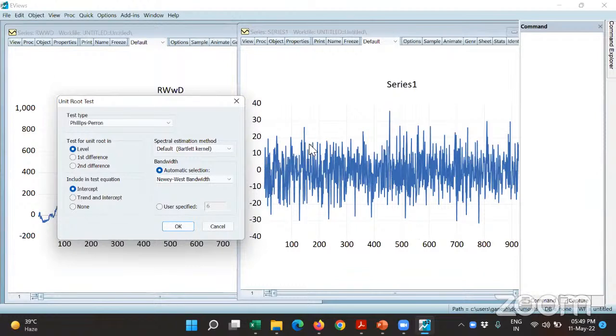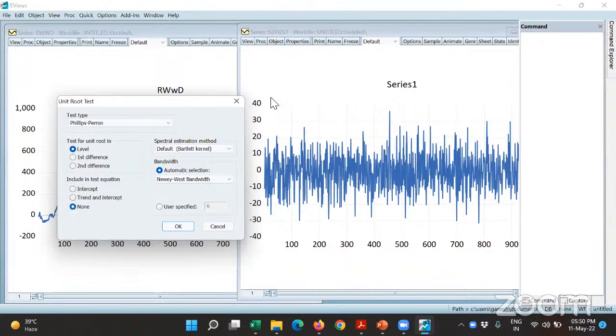If you see that these observations are hovering around a value which is different from 0, you need to go for the selection of intercept. And if you think there is no trend in this data set and all these observations are hovering around the value 0, then you need to opt for the choice which is none itself.